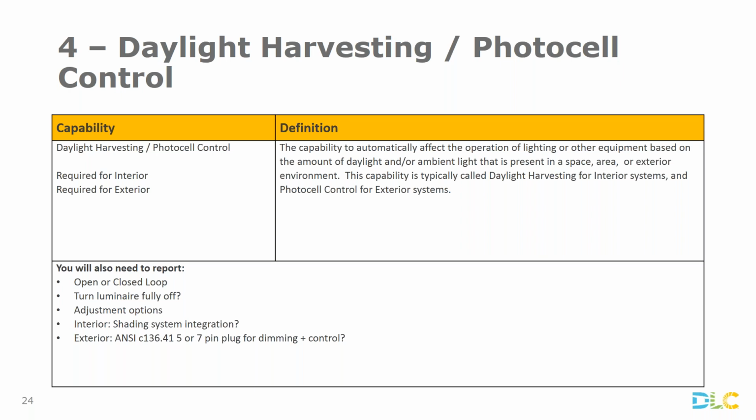In addition to identifying whether or not your system has this capability, we ask you to tell us whether it's open or closed loop. Can it turn the luminaire fully off? What are some of the adjustment options you have with the system? For interior systems, can you integrate with automatic shading control? And for exterior, does your system provide components to interface with an ANSI C136.41 socket? This is the new NEMA standard socket, 5 or 7 pin, that fits into the photocell receptacle of a luminaire and allows you to incorporate dimming and some other advanced control features.